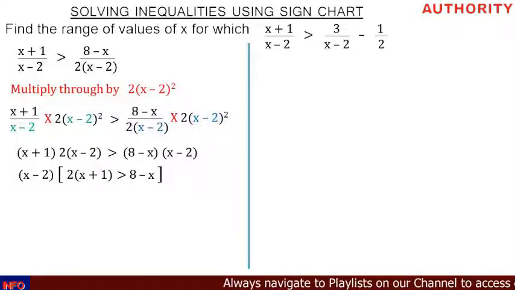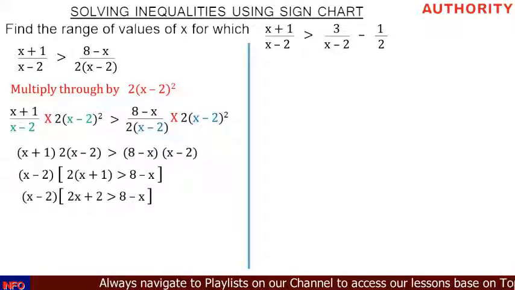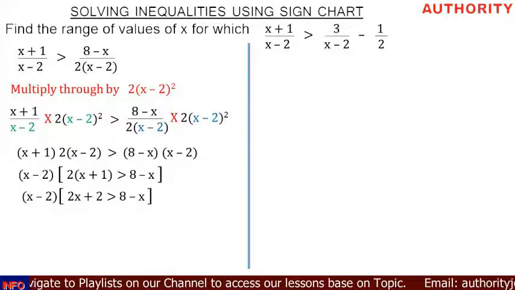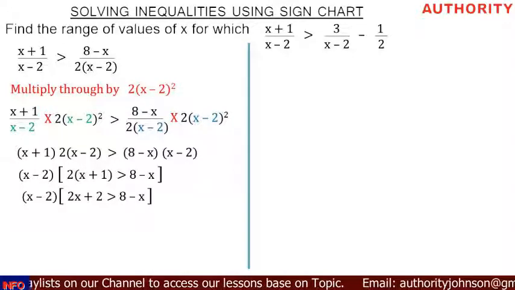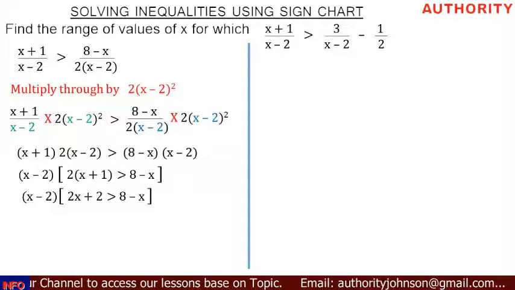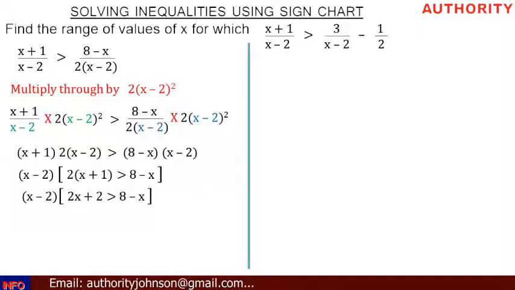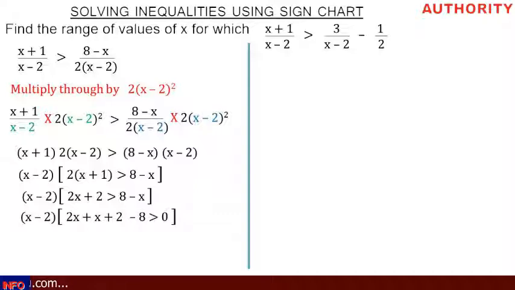In the bracket, let's open the bracket properly. So we're going to have 2 times x, going to give us 2x, then 2 times 1 is going to give us 2. So in the bracket we're having 2x plus 2 greater than 8 minus x. From this place, let's take the values on the right hand side to the left hand side. So now that means we're going to have x minus 2 in bracket.